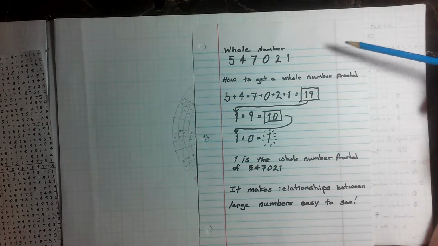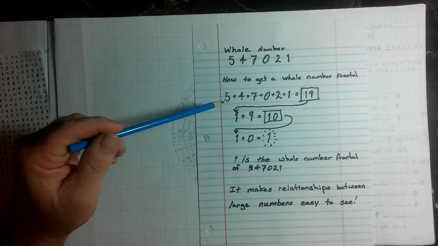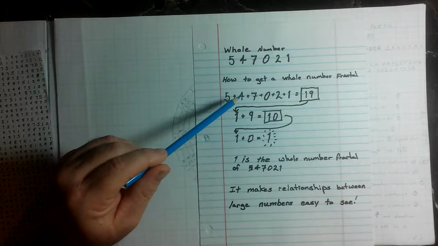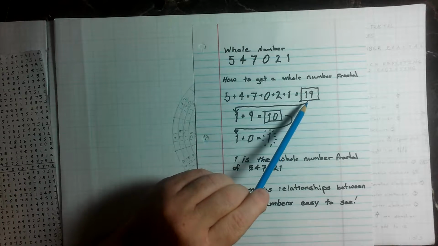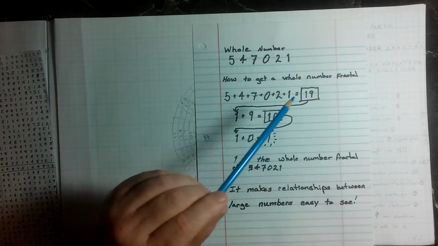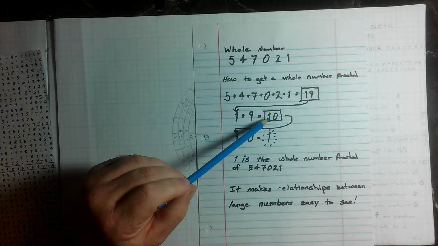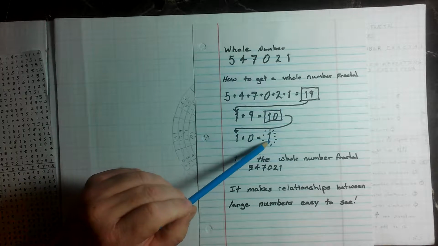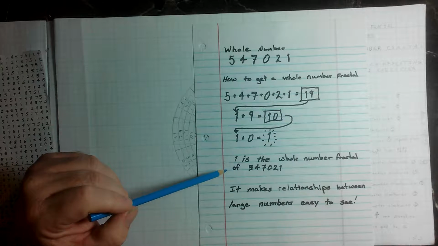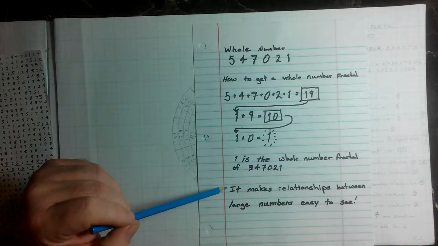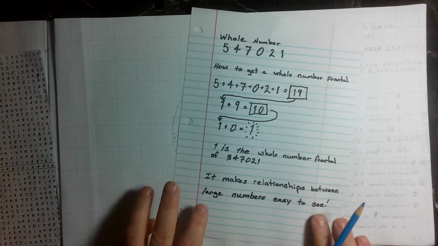547,021. How do we get a whole number fractal? We simply add each digit in the number. 5 plus 4 plus 7 plus 0 plus 2 plus 1 equals 19. Well, we want this to be one number, so we're going to add these two digits. 1 plus 9 equals 10. Still have two digits, want 1. 1 plus 0 equals 1. 1 is our whole number fractal of 547,021. It makes relationships between large numbers easy to see.